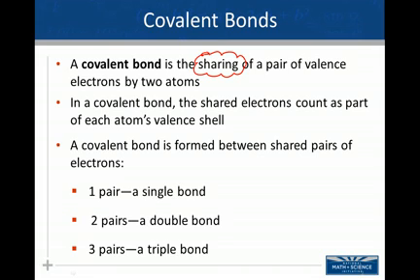We're going to get some degrees of sharing, which makes bonds have a little bit more negative character to one end of them versus the other. And when we separate charge like that, where we have positive on one end and not so much positive on the other end, we talk about that as being polar, and we're setting up two different poles. All right, so in a covalent bond, the shared electrons count as part of each atom's valence shell.